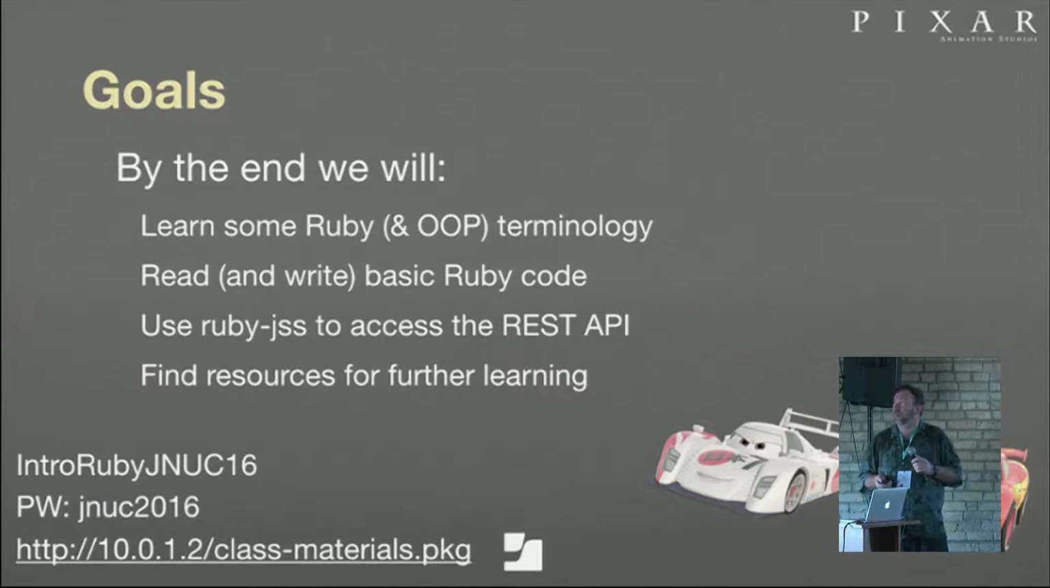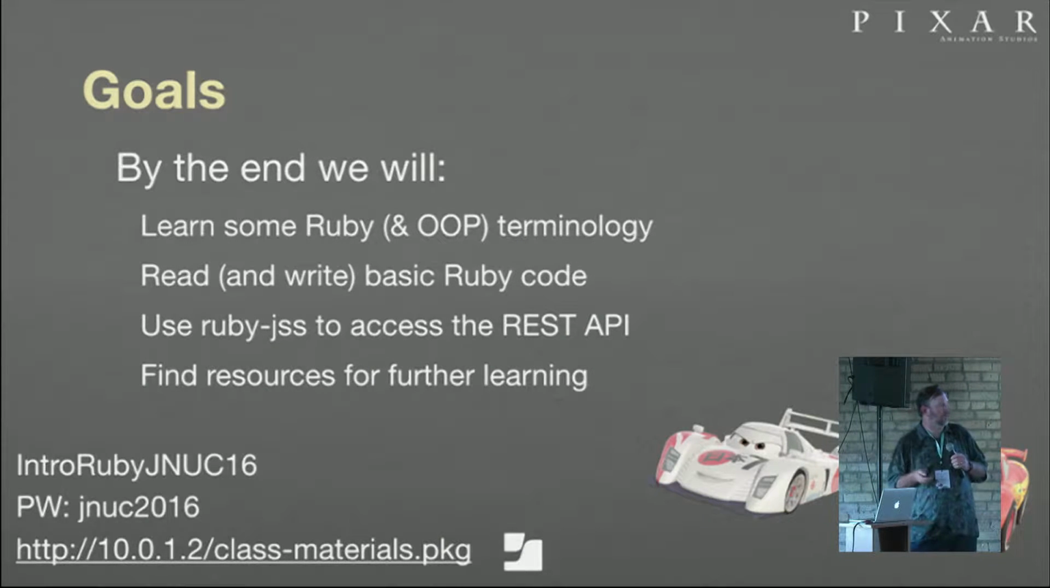to learn to read and write some basic Ruby code, to use the Ruby JSS module to access the REST API. You're going to see some code accessing the REST API that's a lot simpler than most of the code you've seen. You won't see any XML. And at the end, we'll talk about some links and resources for learning more if you want to code some more in Ruby.